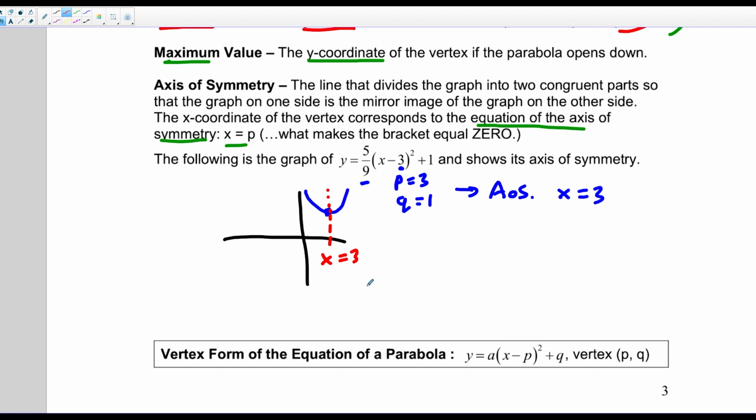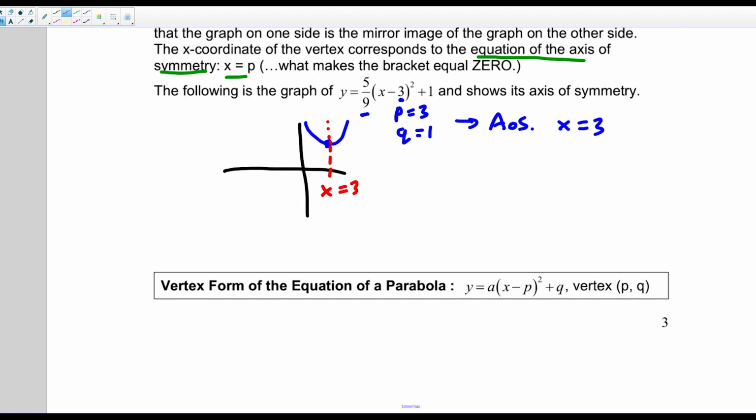So we're going to go ahead and explore the vertex form of the equation of a parabola. So we have y is equal to a times x minus p squared plus q. Remember, your vertex comes from your p and your q values.